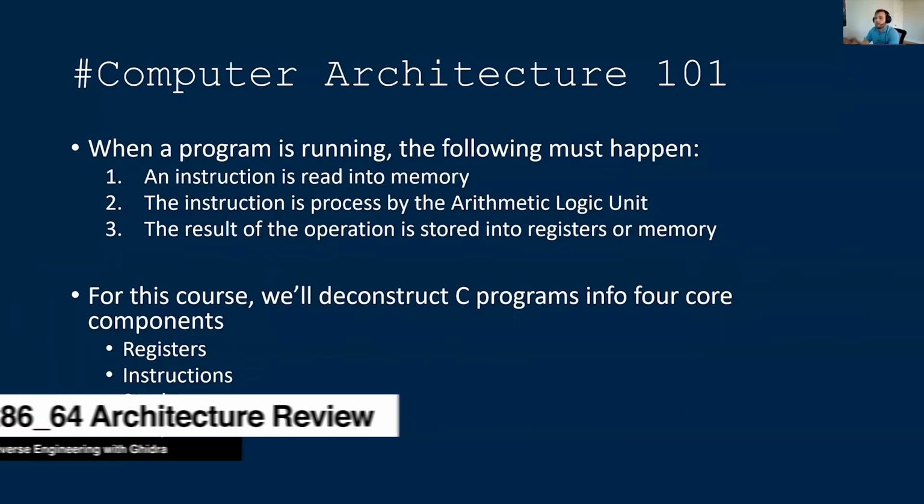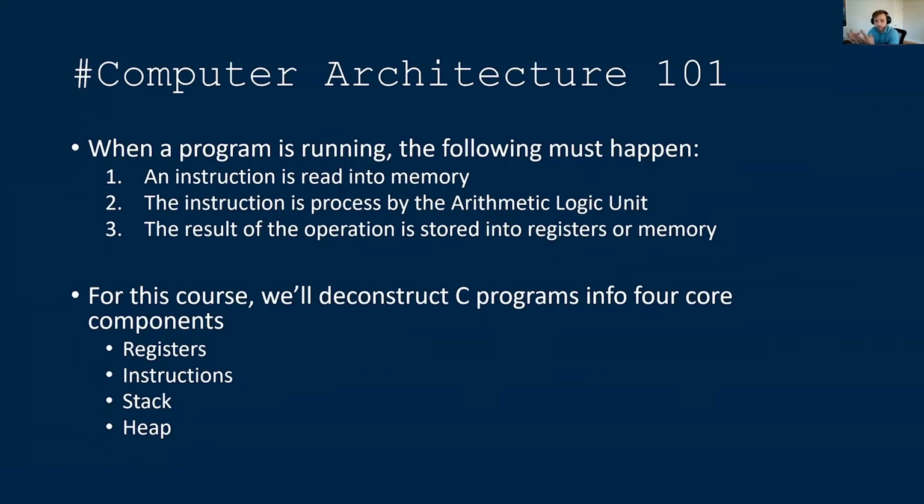When a C program is running, or any program is running, there's a sequence of events that have to happen. The instruction gets read into memory. That instruction is then processed by the control unit, or the ALU, and then the result of that instruction or operation is stored into memory or registers. And if some of those terms don't make sense to you, we're going to go through all of those right now.